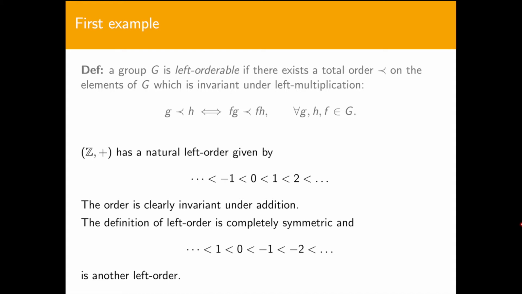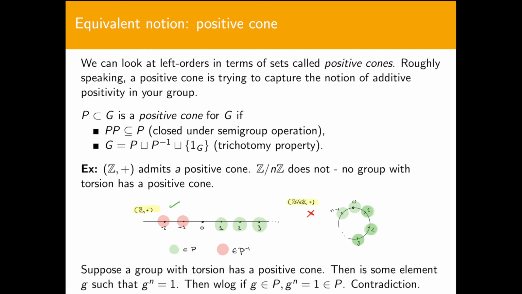is another left order. So now let's define an equivalent notion, which are positive cones. We can look at left orders in terms of sets called positive cones, and that way we don't have to keep track of every element being bigger than another, and we can just look at a set. Roughly speaking, a positive cone is trying to capture the notion of additive positivity in your group. So P is a subset of G, and it's a positive cone if P is closed under the group operation. You can imagine if you add two positive things, you get another positive thing. And also G is partitioned into the positives, the inverses of the positives, and the identity element, which we call the trichotomy property.